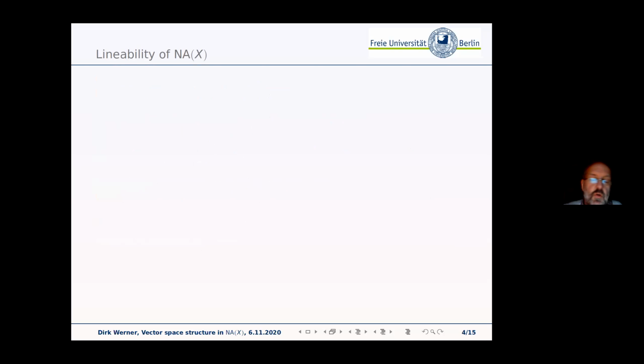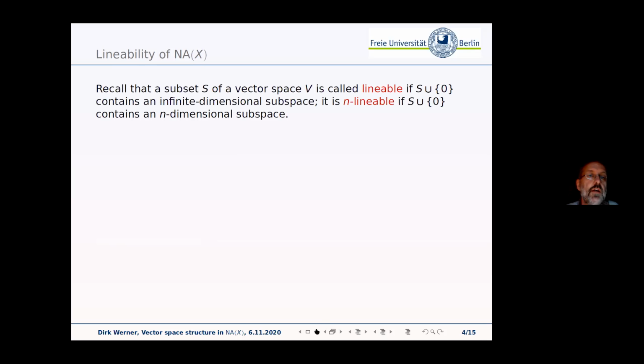So I'm going to talk about whether these examples are representative of the general situation or whether things are more complicated. And the modern lingo to express this is the notion of lineability. A subset is called lineable if it contains an infinite dimensional subspace. Maybe you have to add the 0, because otherwise it's impossible. And it's called n-lineable if it at least contains an n-dimensional subspace.